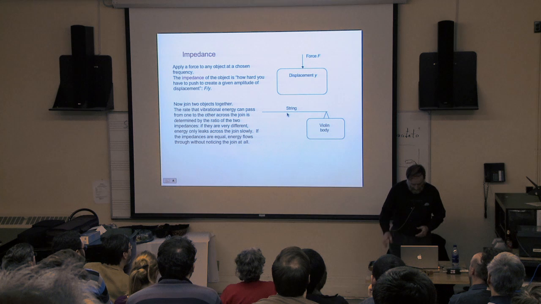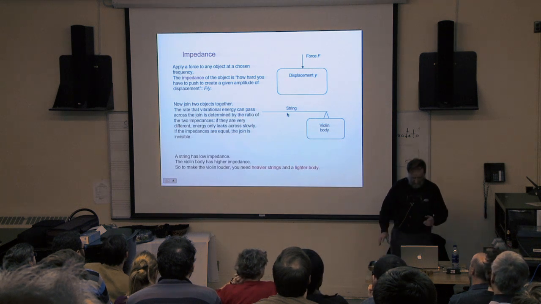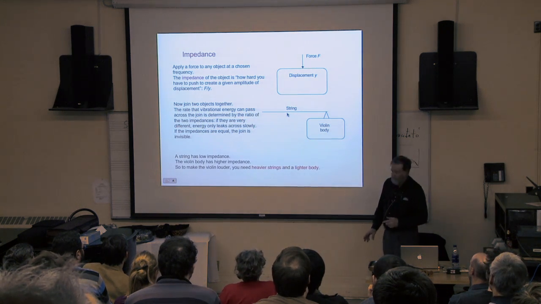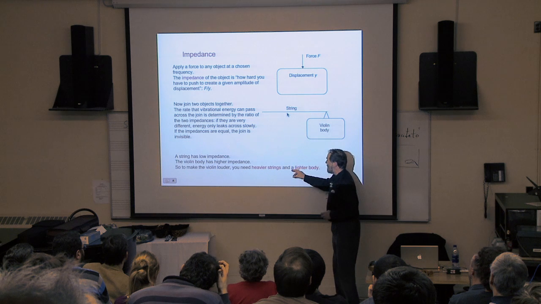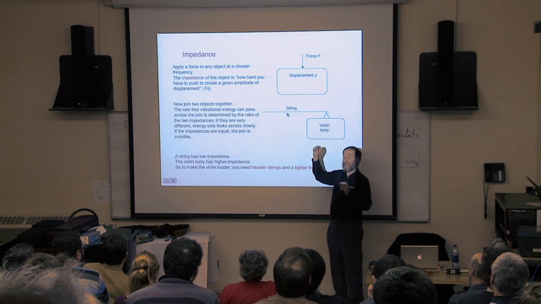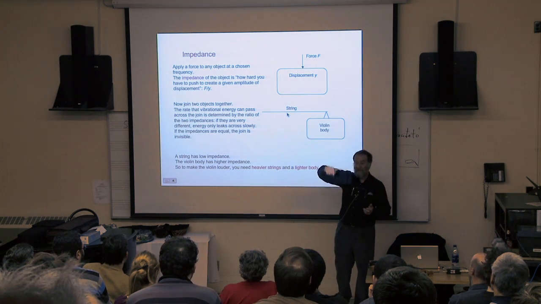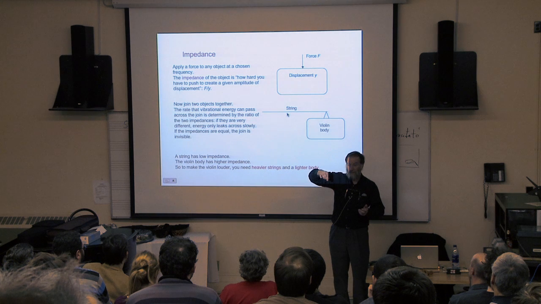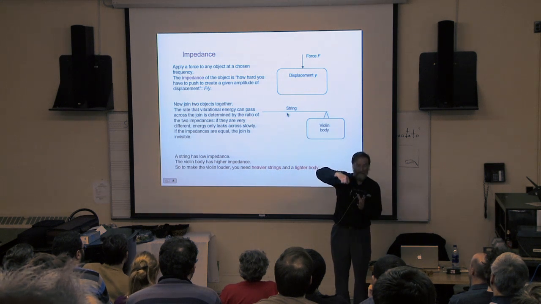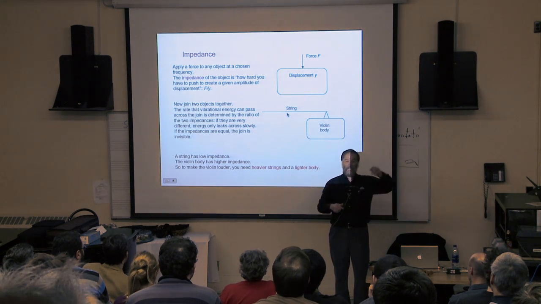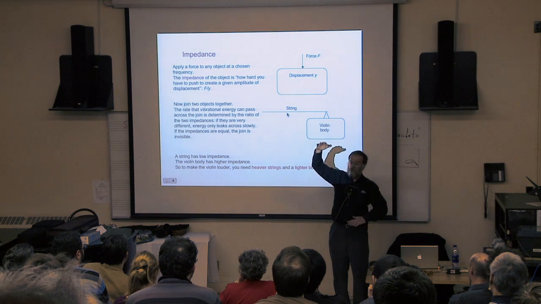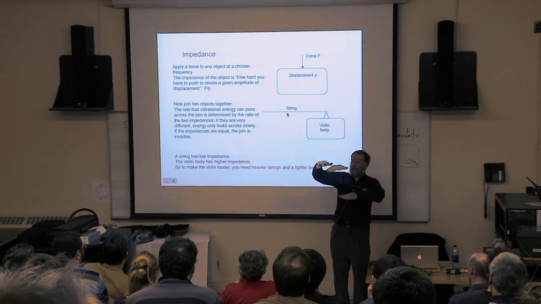Now, it is obvious that the impedance of a string is lower than the impedance of a violin body. I don't have to press so hard to make the string vibrate. I need to press harder to make the violin body vibrate. So the string is lower than the body. I want to make them more equal, so I've got to bring the string up and the body down.